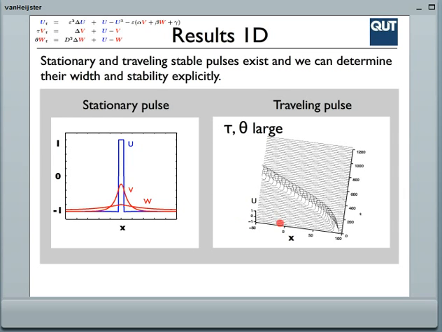And here is an example of a pulse which is traveling to the left. Sometimes I draw all the components, sometimes I only draw the U component because this is easiest for the eye. The other two components in here, you will not be able to see.